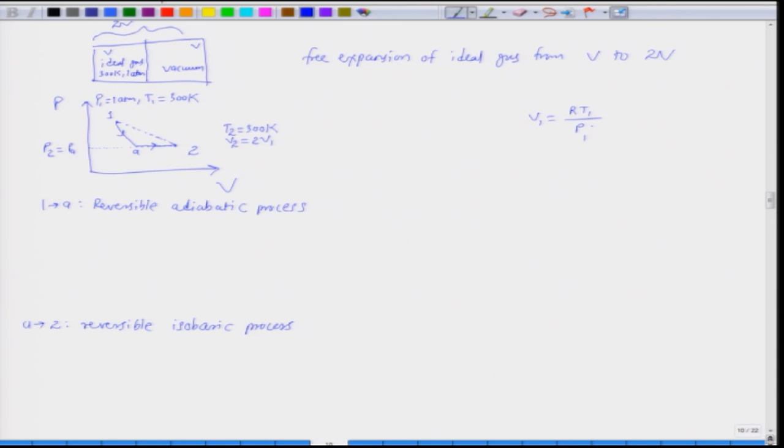RT over P1. So again we are assuming 1 mole of ideal gas, so V1 is equal to RT1 over P1, which is 8.314 times 300 divided by pressure, which is 1 atmosphere, 1.01325 times 10 to power 5 pascals, and this comes out to be 24.62 liters, right, which is same as 24.62 times 10 to power minus 3 meter cube. Right. So we have V1 is equal to 24.62 liters, V2 is 2V1, so it is 49.24 liters.